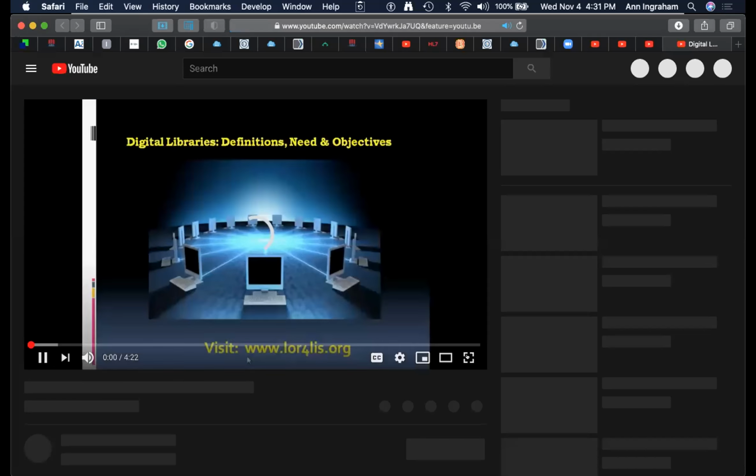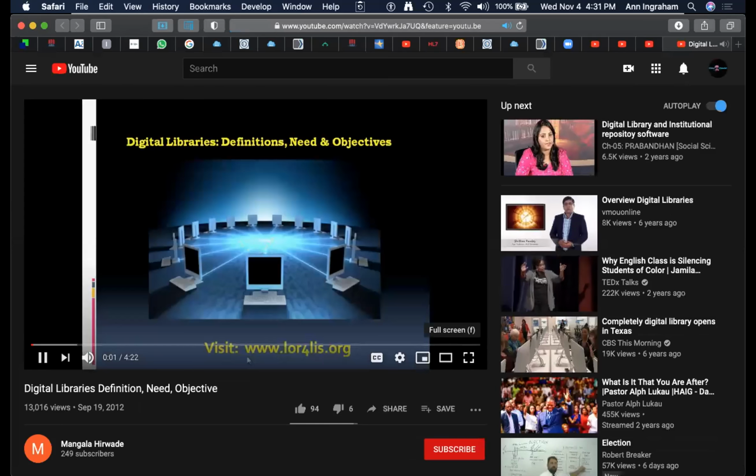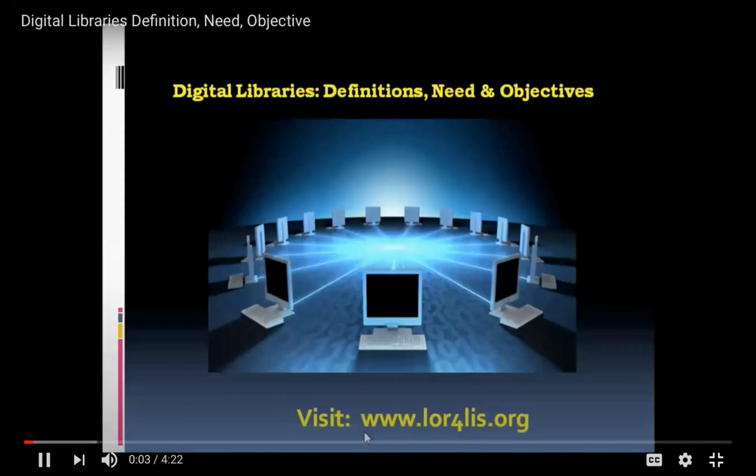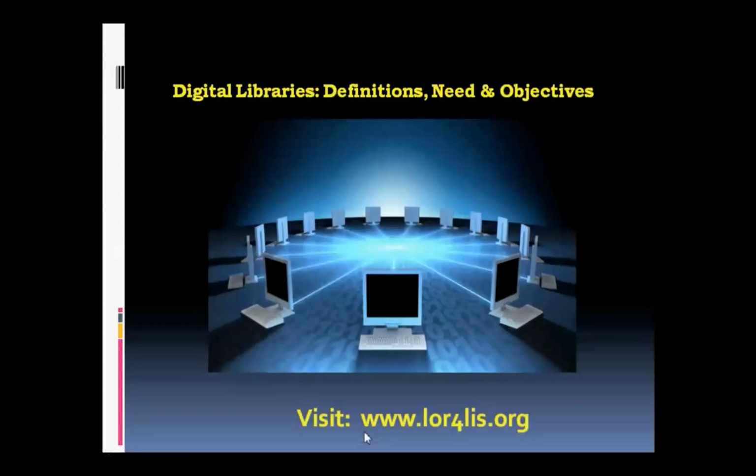Yeah, this is a short one also. Need and objectives of digital libraries.